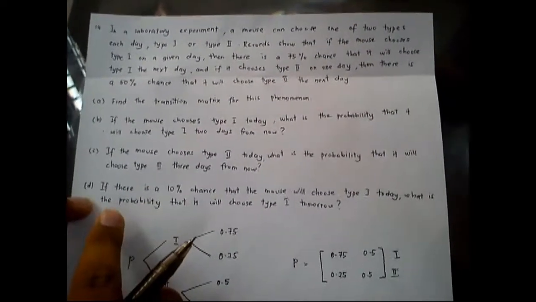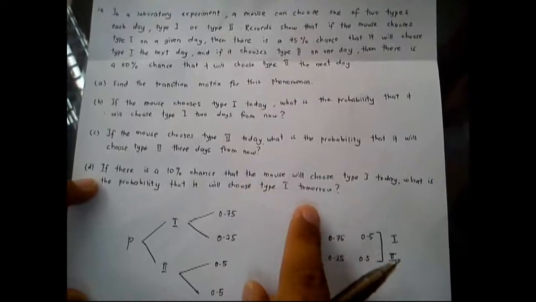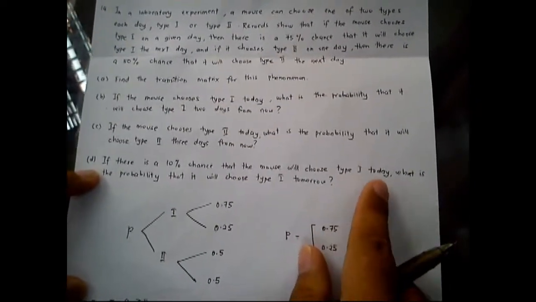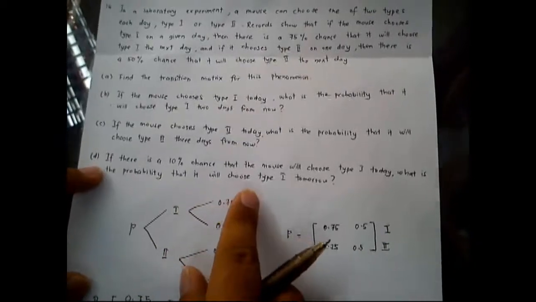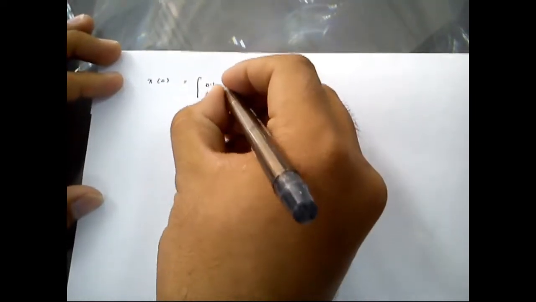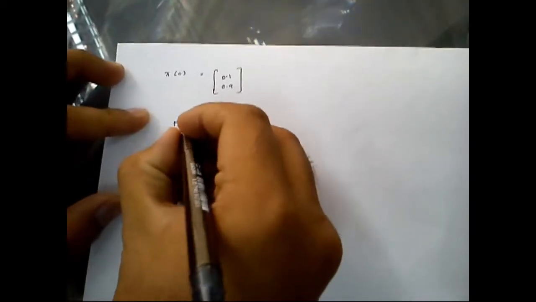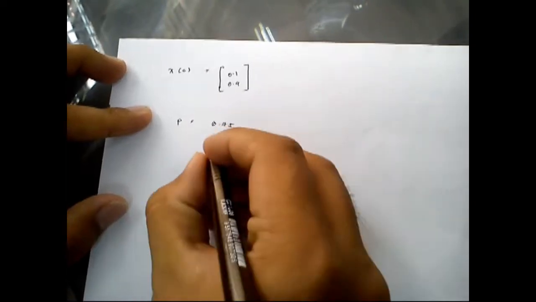Okay, let's move on to question D, which is if there is a 10% chance that the mouse will choose type 1 today, what is the probability that it will choose type 1 tomorrow? So the answer is, we find the x0 first, which is the 10%, equal to 0.1 and 0.9 for type 2, and before that the probability matrix, which is 0.75, 0.25, 0.5, and 0.5.